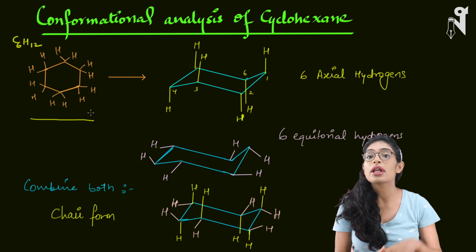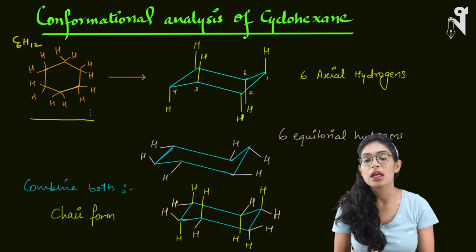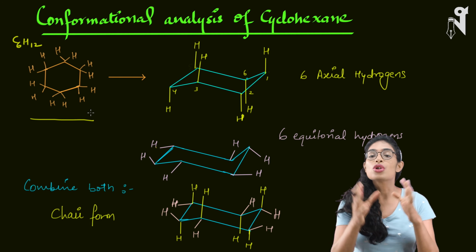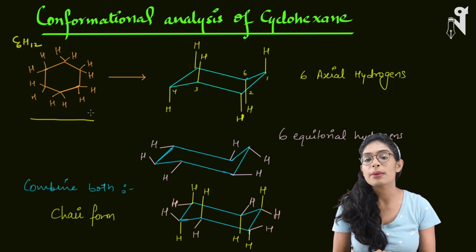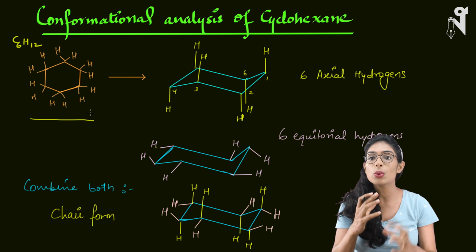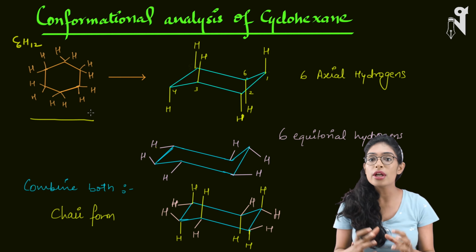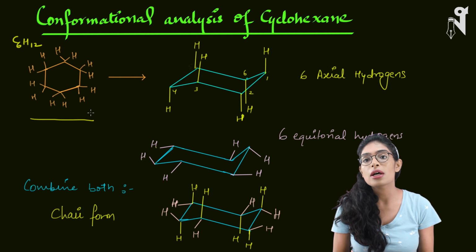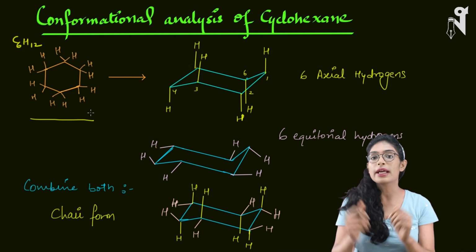But as I mentioned, and again I'm mentioning the same thing, when it comes to showing it in the actual 3D diagram, it is a puckered shape and it is a non-planar molecule. Okay, so when I say non-planar molecule, it will take the chair shape. Chair shape is the most stable shape of your cyclohexane.